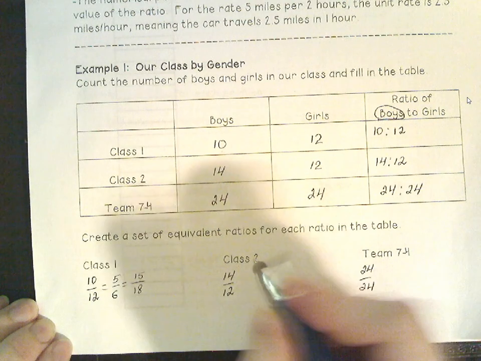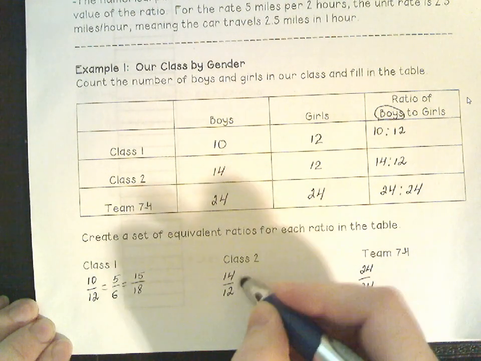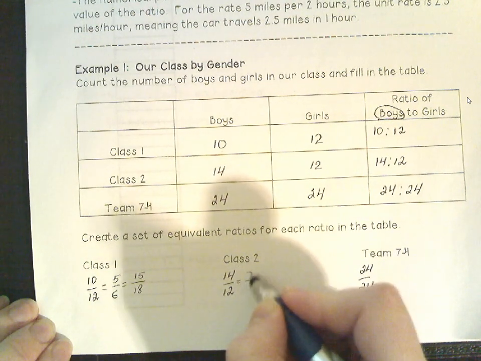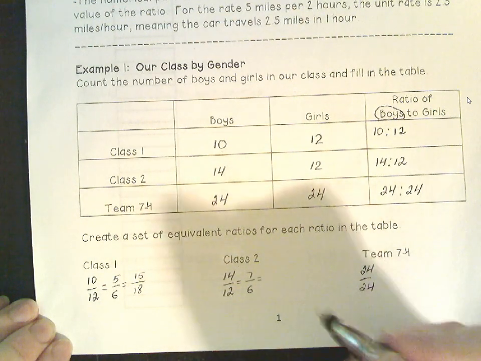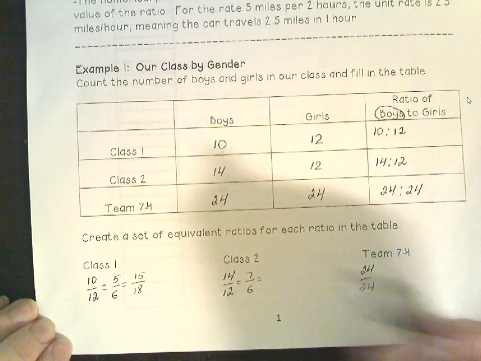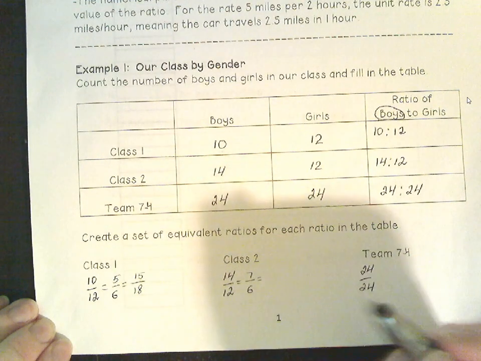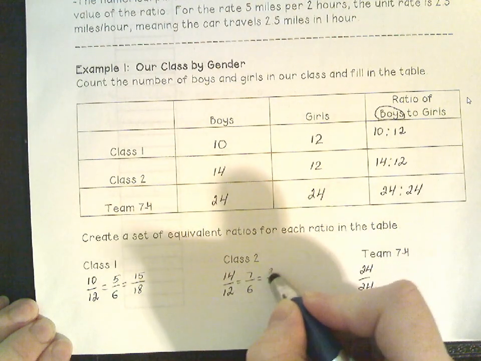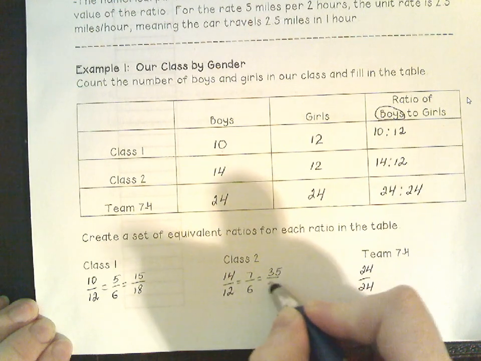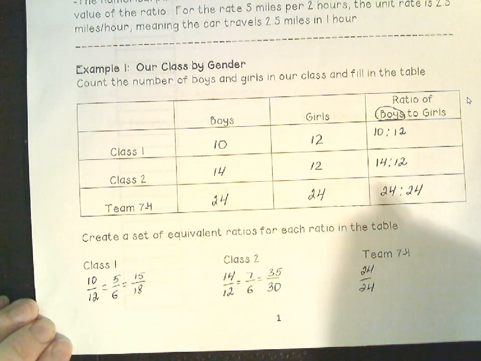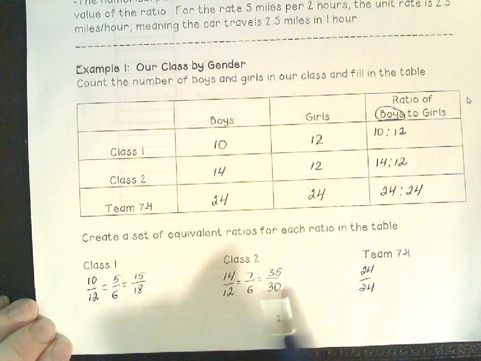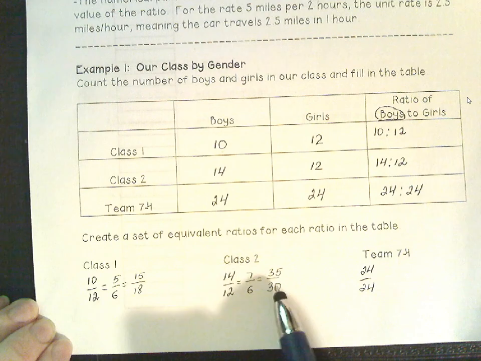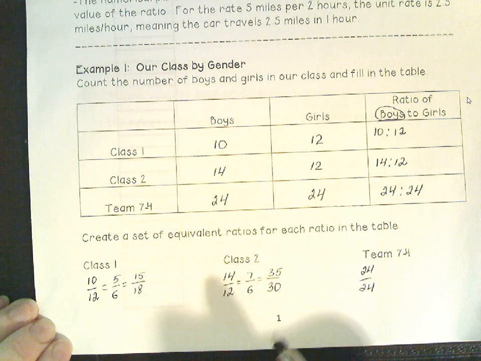14 to 12. I can simplify this ratio and I will get 7 to 6. Or I can multiply both numbers by the same number. Let's do by 5, for example. 7 times 5 is 35 and 6 times 5 is 30. It's another equivalent ratio. We might not see the exact relationship between 14 to 12 and 35 to 30, but we know that they both can be simplified to 7 to 6, and that is the same value.